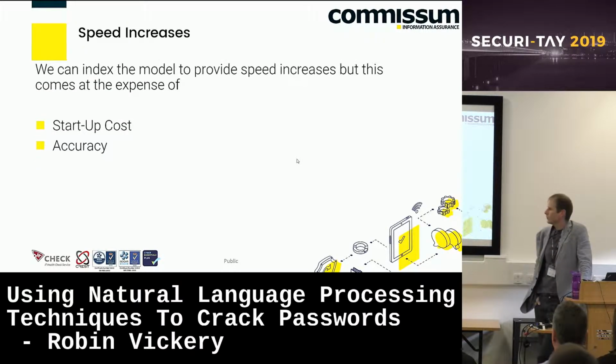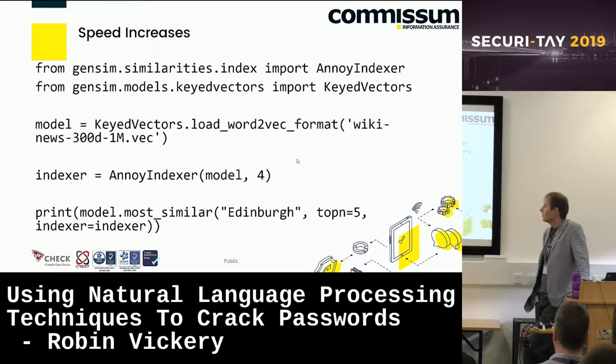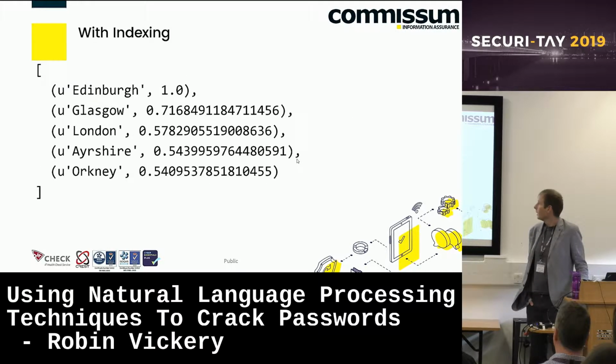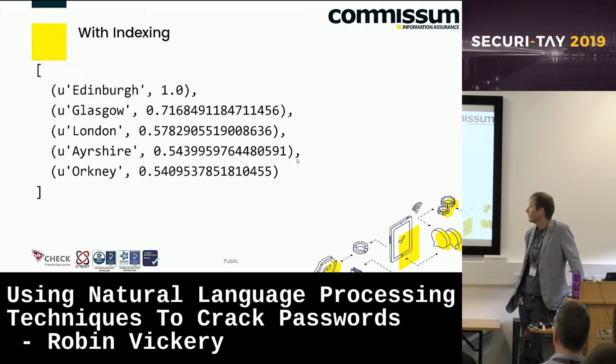We can also improve the speed by indexing. Indexers tend to reduce the accuracy, which, to be honest, I'm not that bothered about, and increase the startup cost. If we're doing this as a daemon, then the startup cost is not a big issue either. So this is the same thing with indexing. This uses the Annoy indexer, and apart from adding the indexer, it's pretty much the same code, but you'll find the results are different.